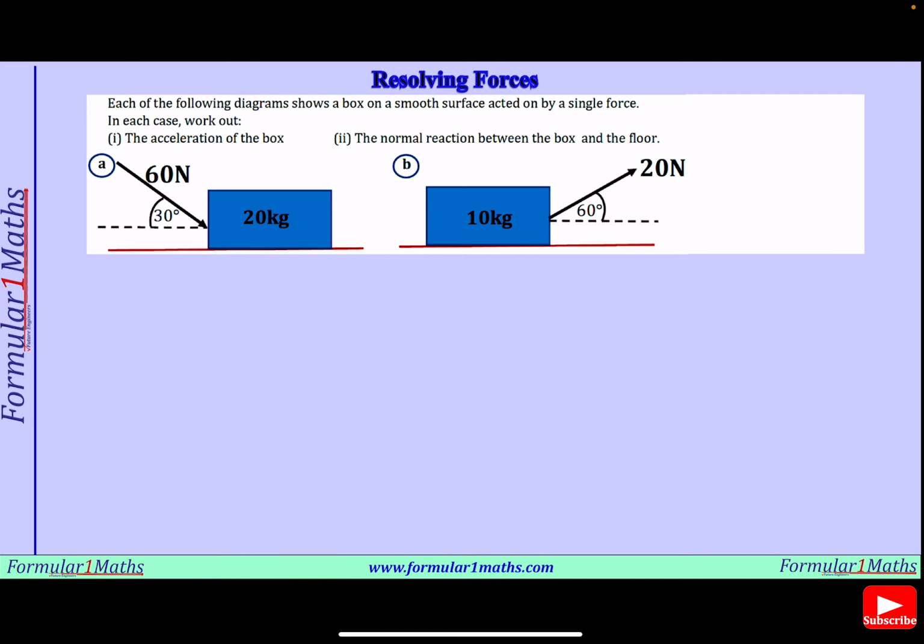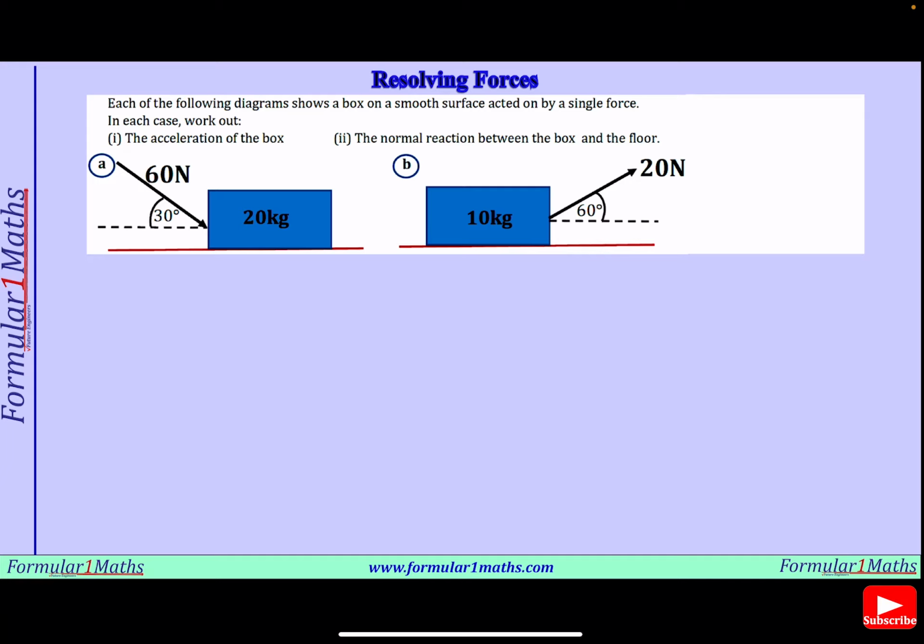We've got two questions here, A and B. It says that each of the following diagrams shows a box on a smooth surface acted on by a single force. In each case, work out i, the acceleration of the box, ii, the normal reaction between the box and the floor.